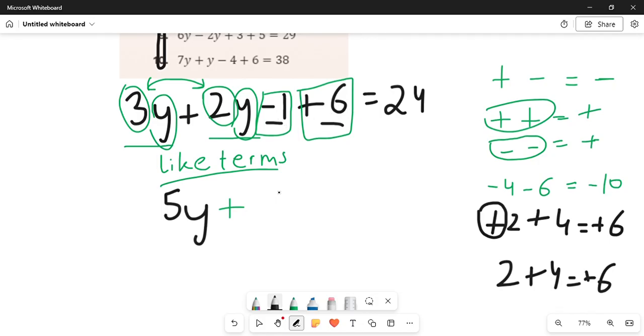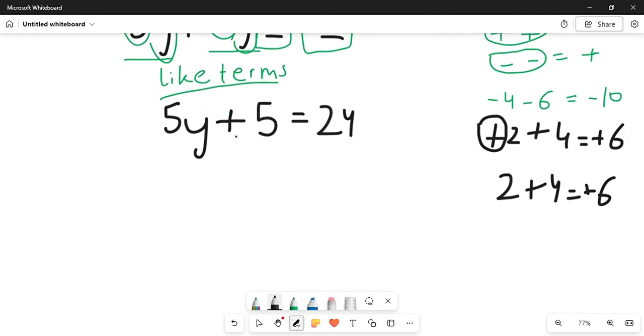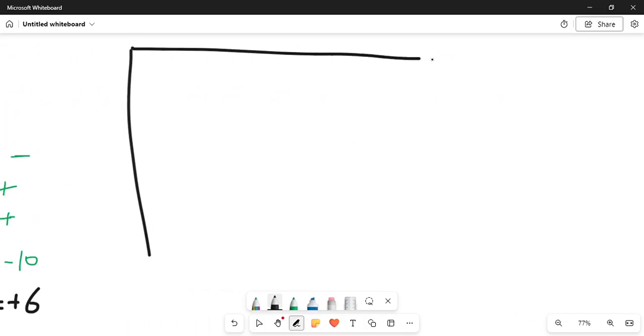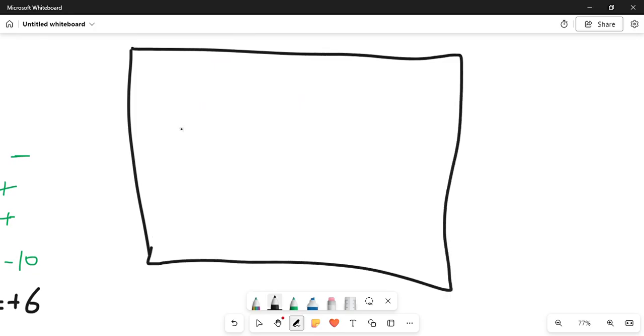So 6 minus 1 is 5, and this is plus, it equals 24. So 5y plus 5 equals 24. We actually want the value of y, so we move this plus 5 to the other side of the equation. Now, when we move something to the other side of the equation, we change its sign. So if we have something negative on one side of the equation, on the other side it will be positive. When something is positive, it will move to the other side and it will be negative.